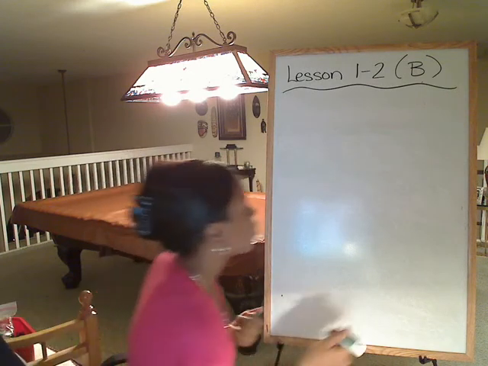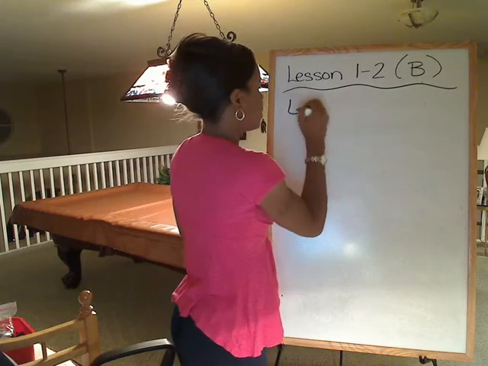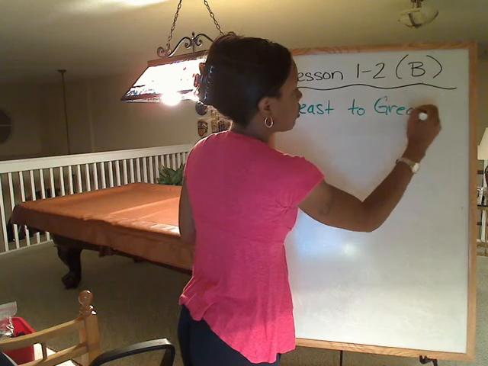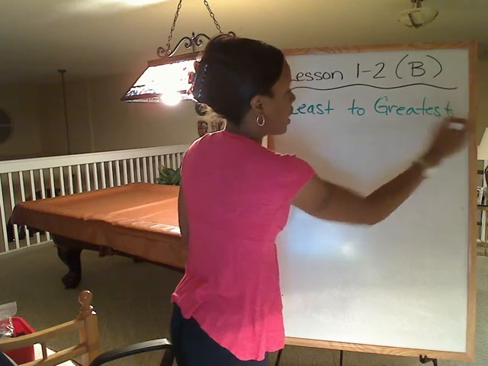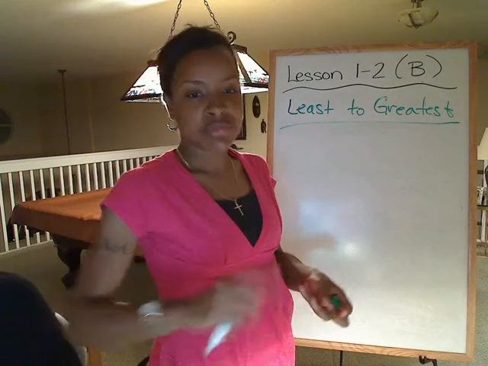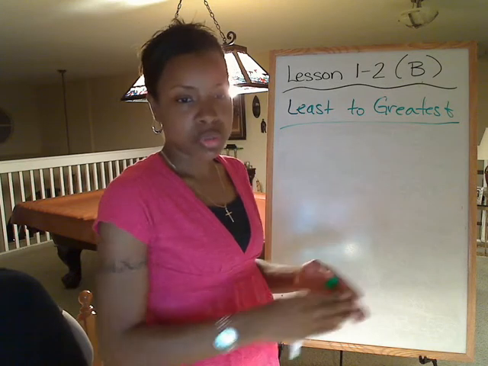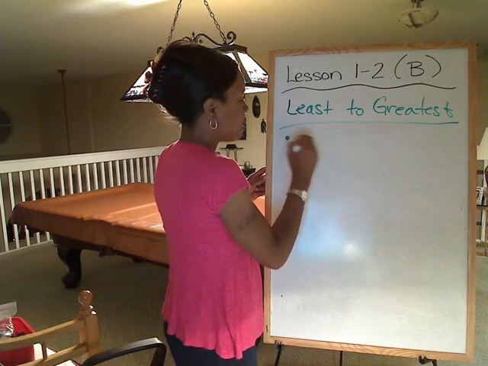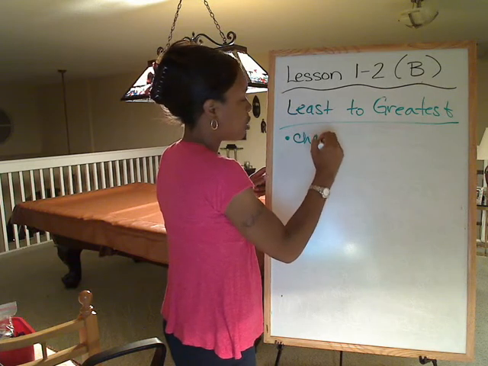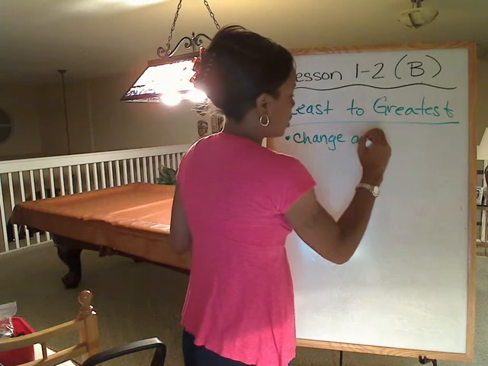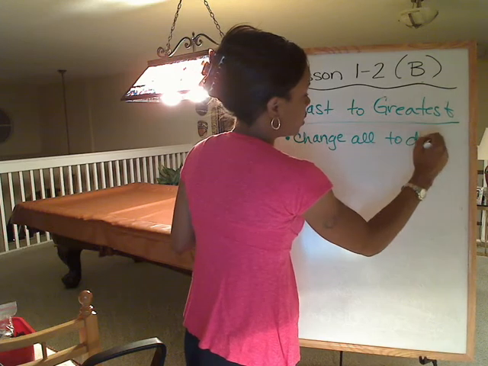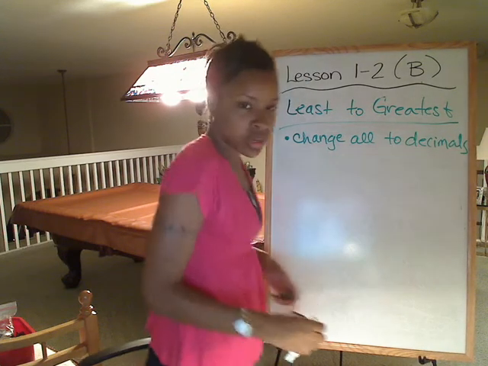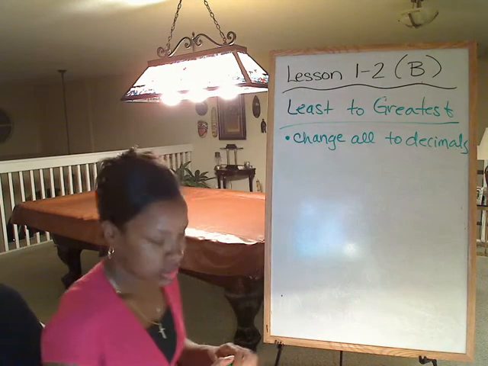So order each set from least to greatest. Something I want you to remember: if you have percents, fractions, and decimals, and they want you to put them in order from least to greatest, the easiest way to do it is to change all to decimals. Change all to decimals.